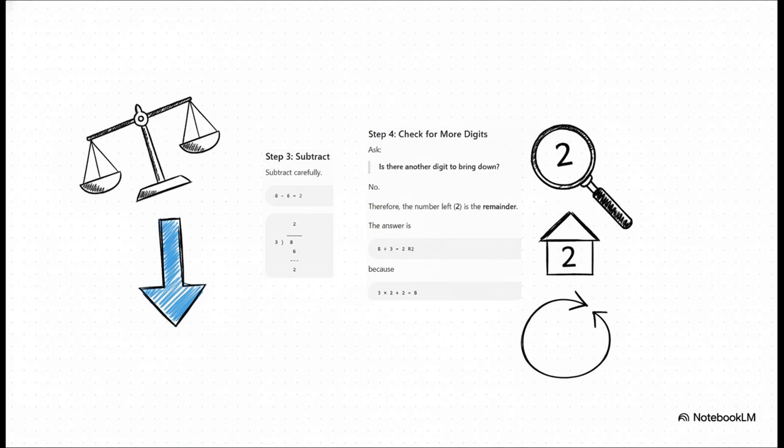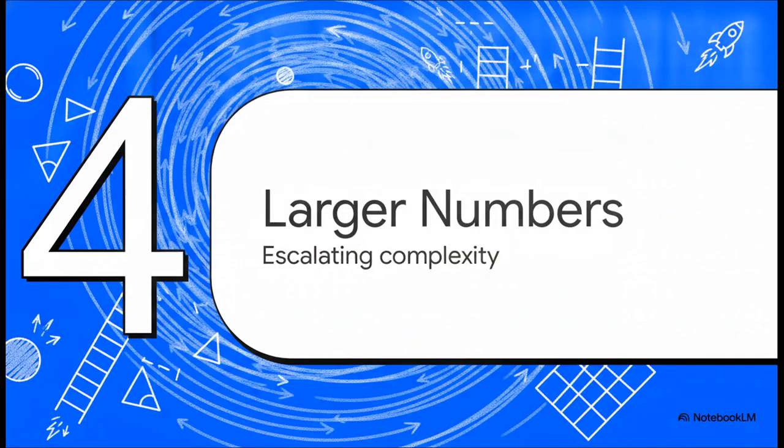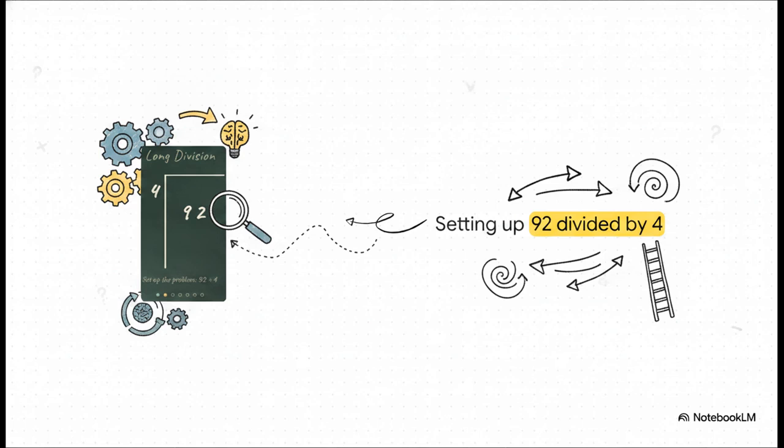We just successfully calculated that 8 divided by 3 is 2 with a remainder of 2. Let's kick things up a notch with section 4, dividing larger numbers. You've officially learned the entire mechanism, so now I want to prove to you that this exact same loop works on absolutely any size problem. We're setting up something a bit beefier here, 92 divided by 4.